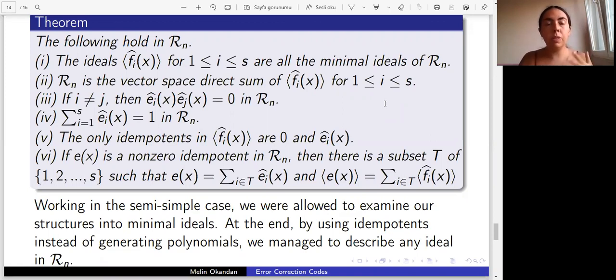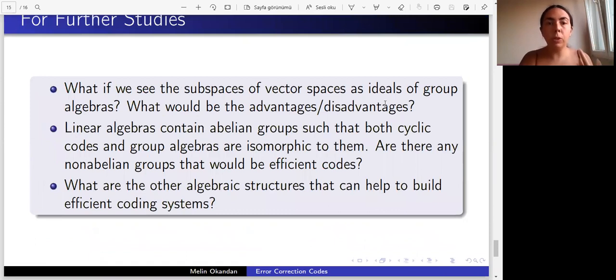So this was all about cyclic codes, but for further studies there are some questions to think about. What if we see these subspaces of vector spaces as ideals of group algebras? Notice that in this work we only focused on ideals of a quotient ring, Rn. It's a specific type of quotient ring. What if we were to focus on the ideals of group algebras? What would be the advantages and disadvantages?